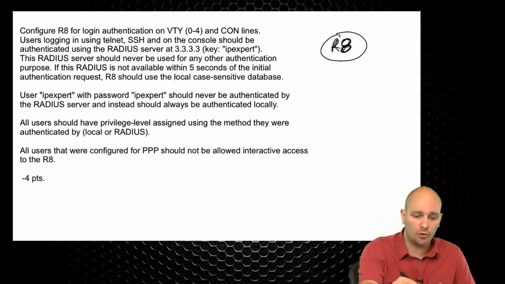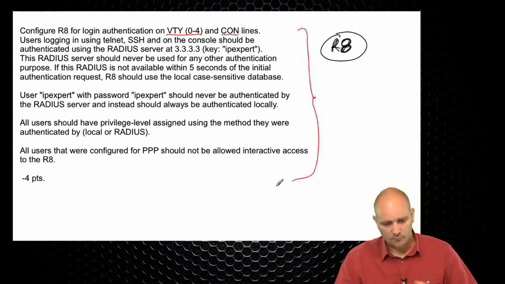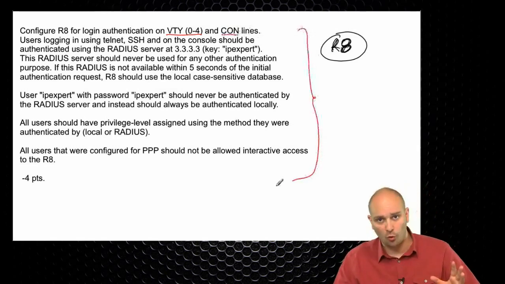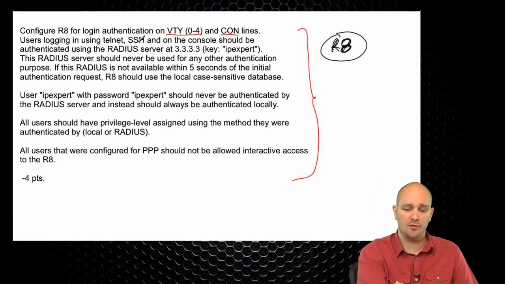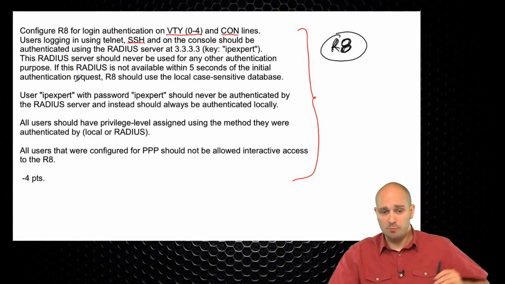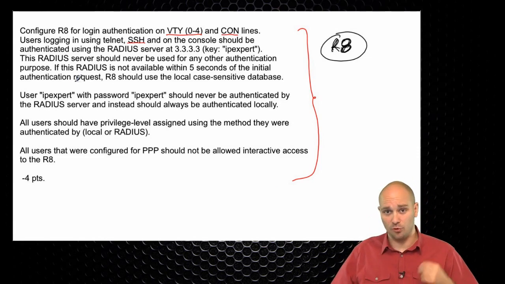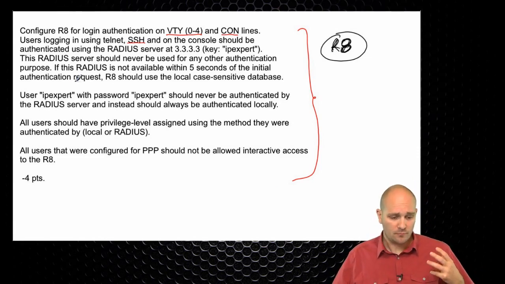Now, there is an important clue here, and that is that this is applying for both VTY and console lines. So everything here needs to apply to all of these lines. So it needs to happen on the console and when someone is remotely accessing this. Now, another important clue is SSH. This tells me implicitly that I actually have to configure and enable SSH on this box.